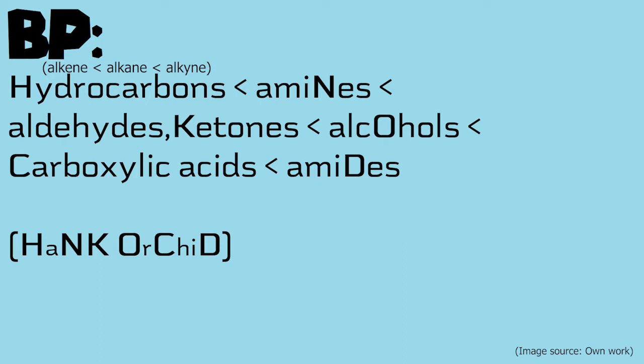And as we continue, we will then have amines, and then aldehydes and ketones, then alcohols, then carboxylic acids, and then amides. So that is in order of increasing boiling point. Let's talk about why that is, and it's going to help us as we go in to look at our graph later on.